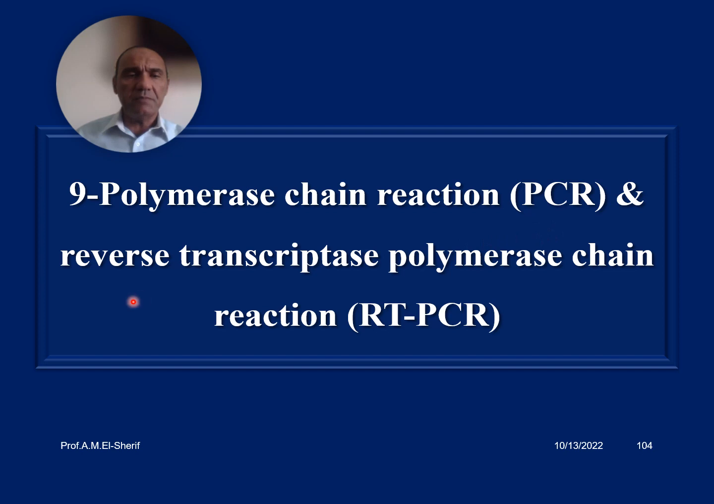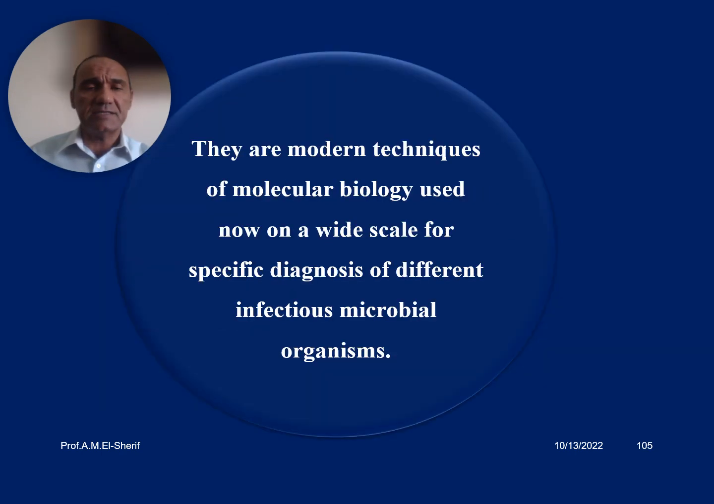Polymerase chain reaction PCR and reverse transcriptase polymerase chain reaction RT-PCR is a very sensitive test, reaching 100% sensitivity and 100% specificity. It is a fast detecting test, and can give results within 8 to 12 hours of the beginning of the test. This modern technique of molecular biology is used now on a wide scale for specific diagnosis of different infectious microbial organisms, not only in this disease, but in all infectious diseases, either in animal or human aspects.